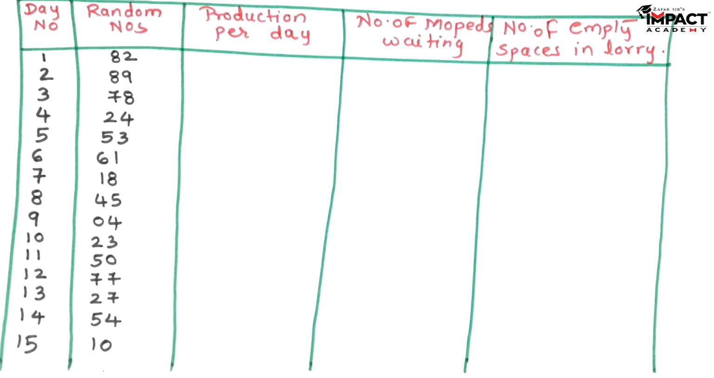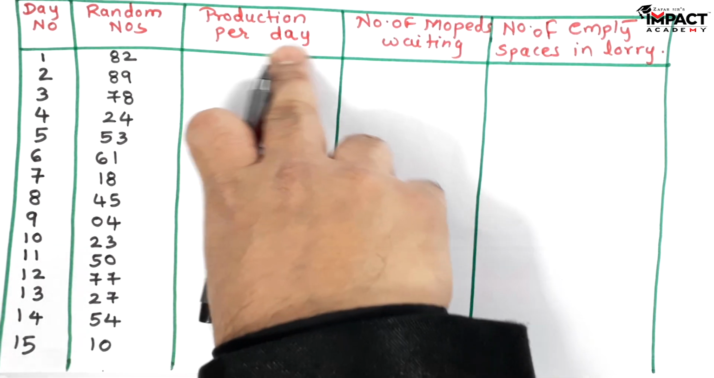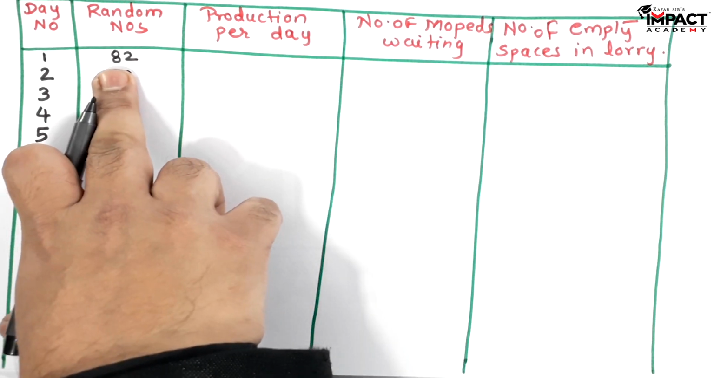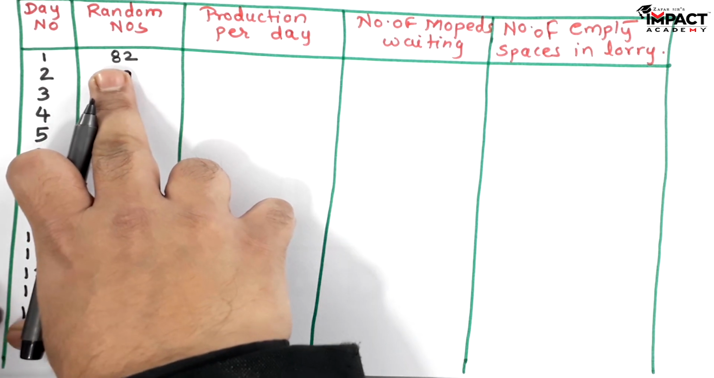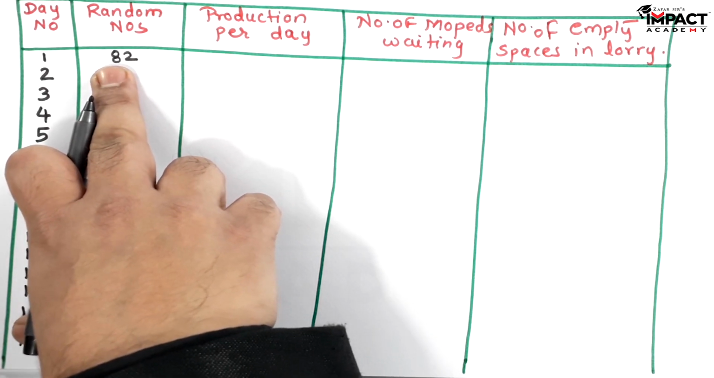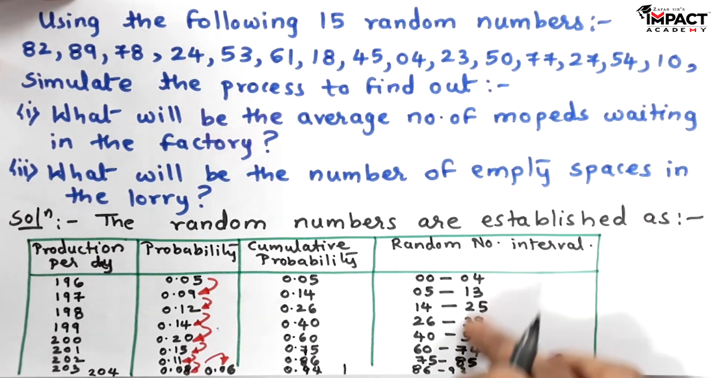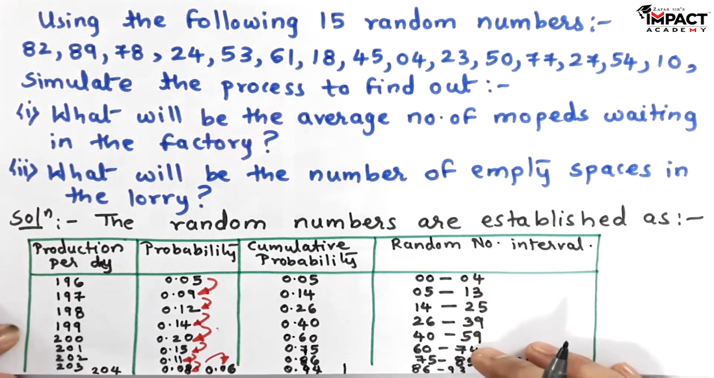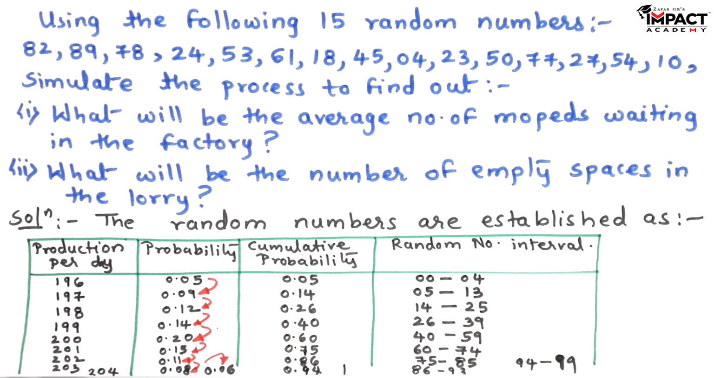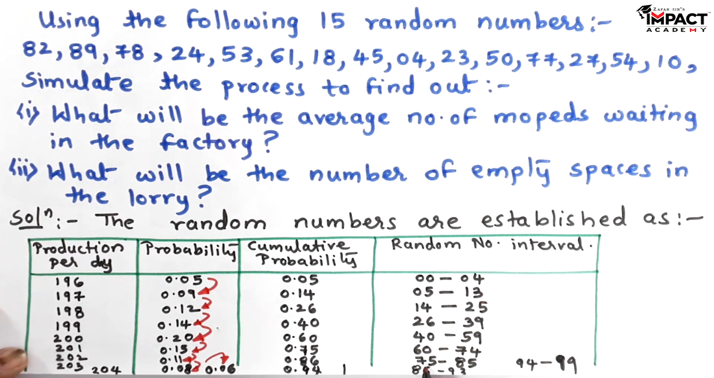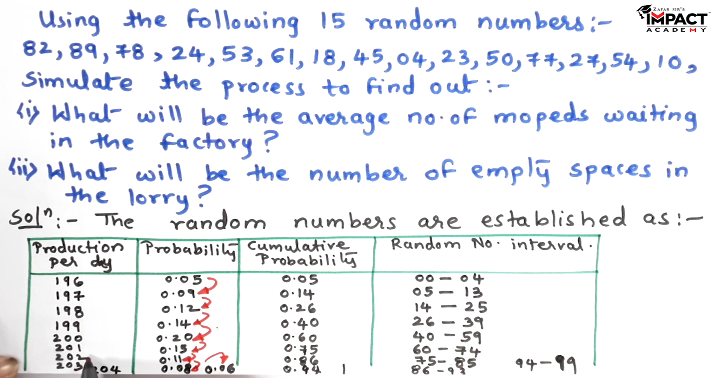So these are the 15 random numbers given. Now production per day. Look at the random number, the method which I am showing here. The first random number is 82. Now go into the random number interval column. Into this column, see where 82 comes. 82 is there in the range of 75 to 85. So from 75 to 85, when we go back, here the production is 202 per day.